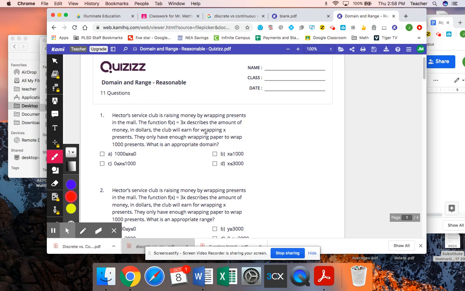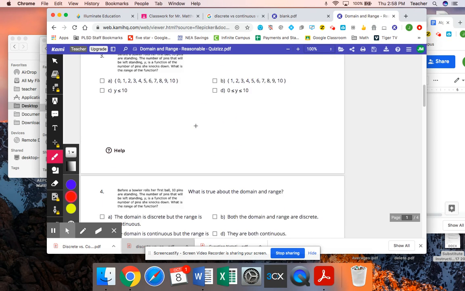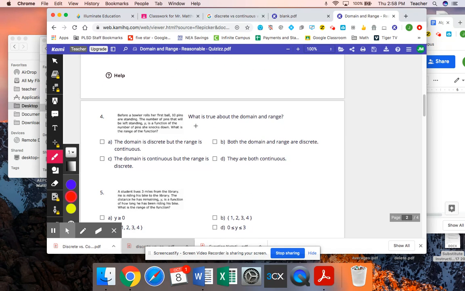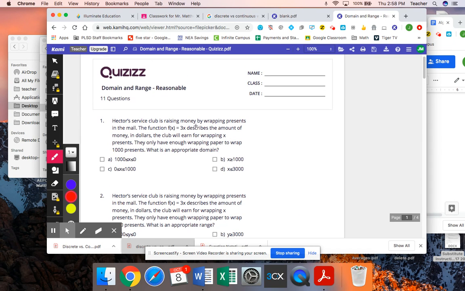All right, so in this example, when I say reasonable, I'm talking about given a situation, does it make sense that the x values go on forever? Sometimes, depending on what you're talking about, that doesn't make sense.